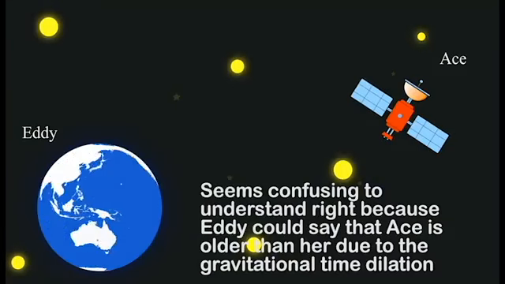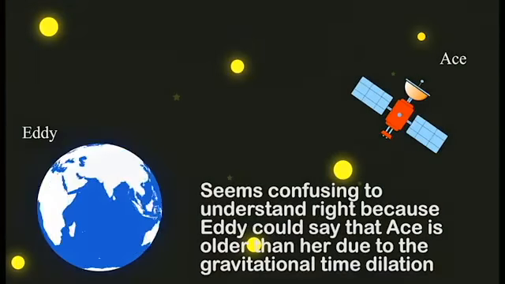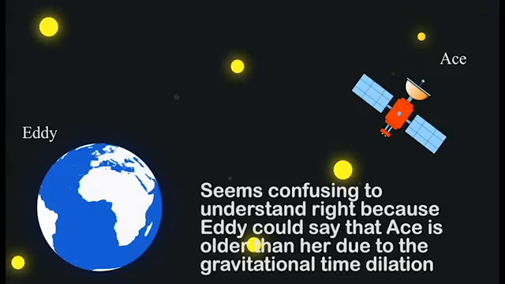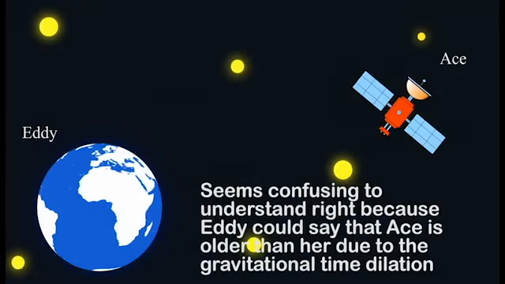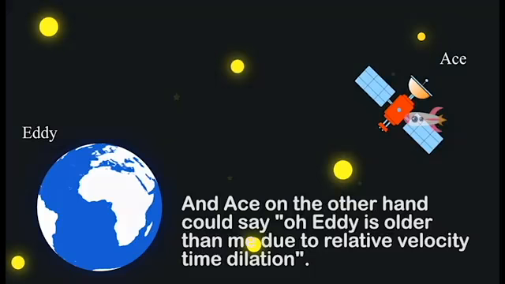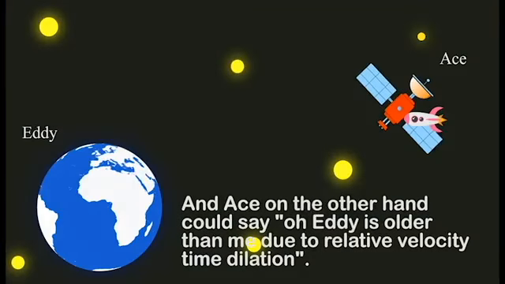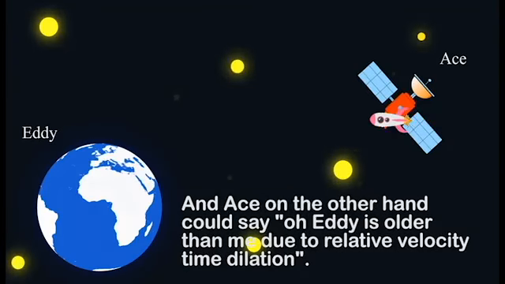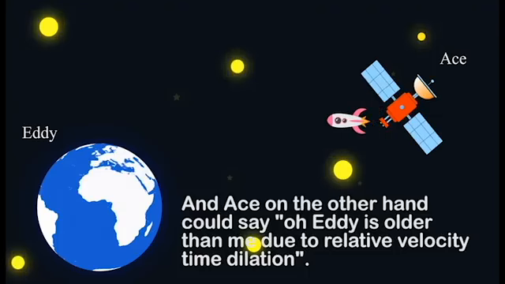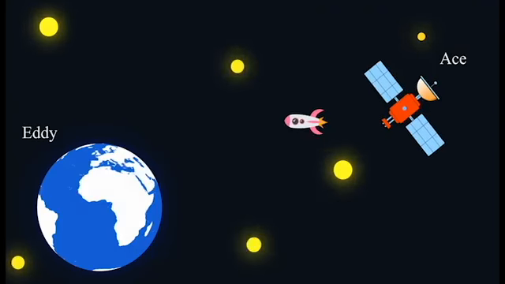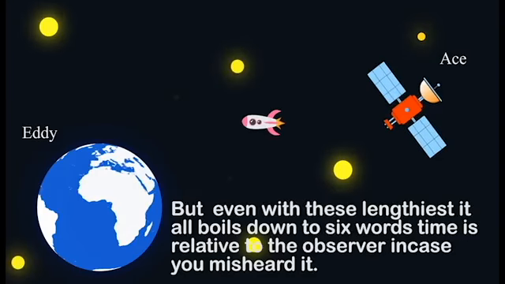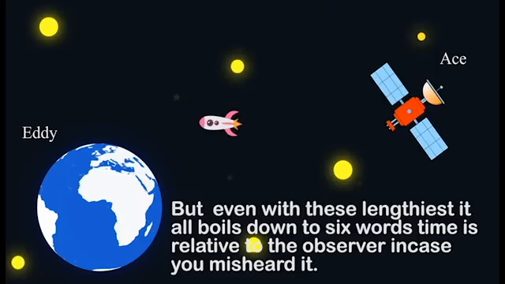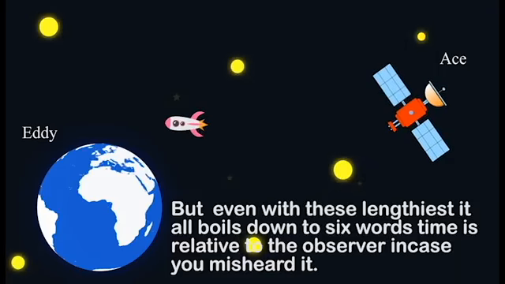Seems so confusing to understand, right? Because Eddie could say that Ace is older than her due to gravitational time dilation. And Ace, on the other hand, could say, oh, Eddie is older than me due to relative velocity time dilation. But even with these lengthy explanations, it all boils down to 6 words.